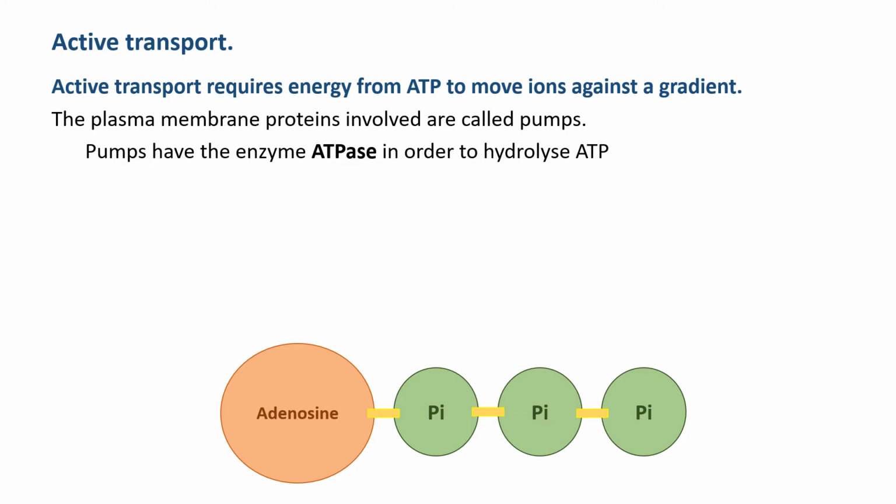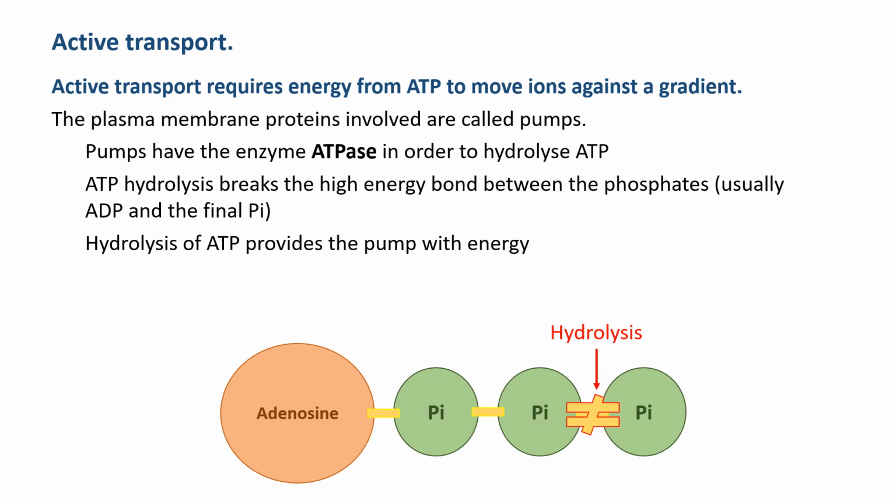The structures that do this are known as pumps. So channels were about passive transport. Pumps are about active transport. Pumps have built into them the enzyme ATPase in order to hydrolyze ATP. Note, remember ATP synthase made ATP, synthesized ATP. ATPase, without the synth, hydrolyzes ATP to release energy.